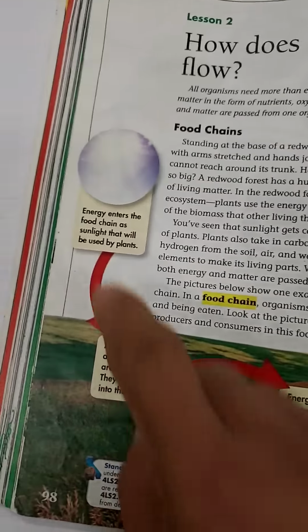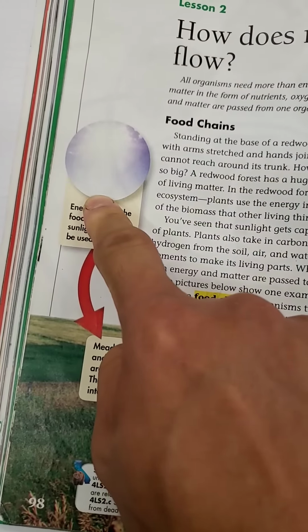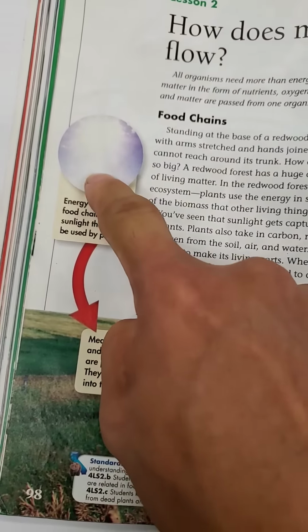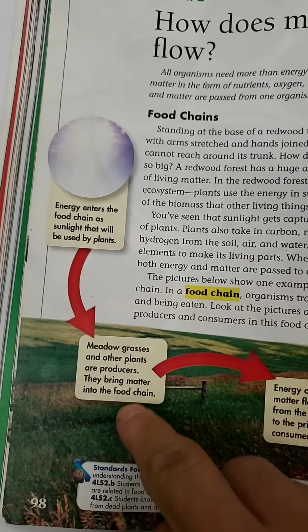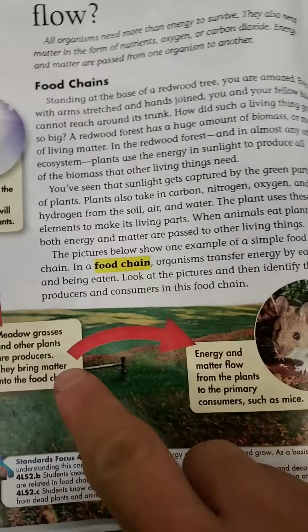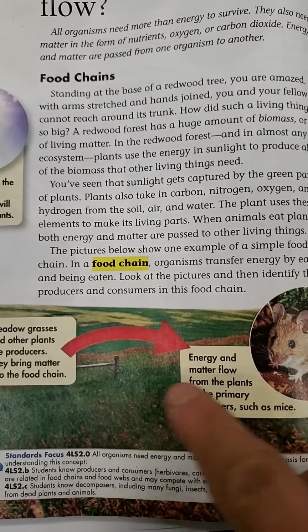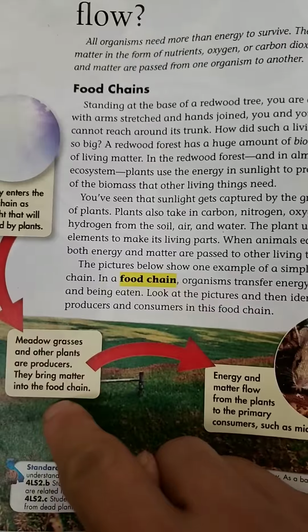So I want you to look at, first of all, here's the sun. This is the beginning of all food chains. So the sun produces energy. The plants absorb this energy and create their living parts. Here, the mouse then eats the plants. So here is my producer, the plants.